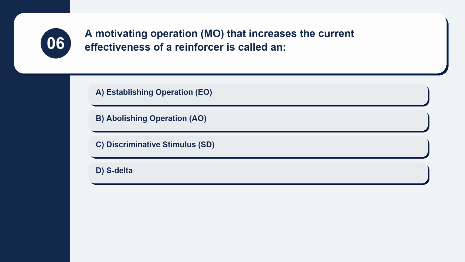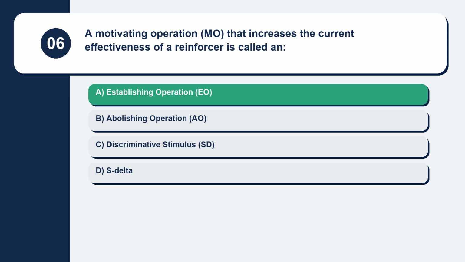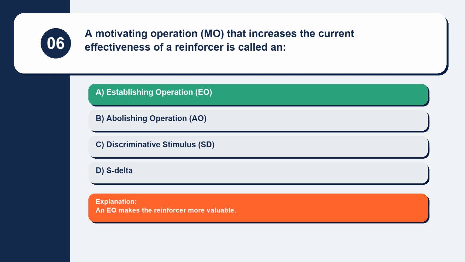Question 6. A motivating operation, MO, that increases the current effectiveness of a reinforcer is called an establishing operation, EO. Abolishing operation, AO. Discriminative stimulus, SD. S delta. An EO makes the reinforcer more valuable.